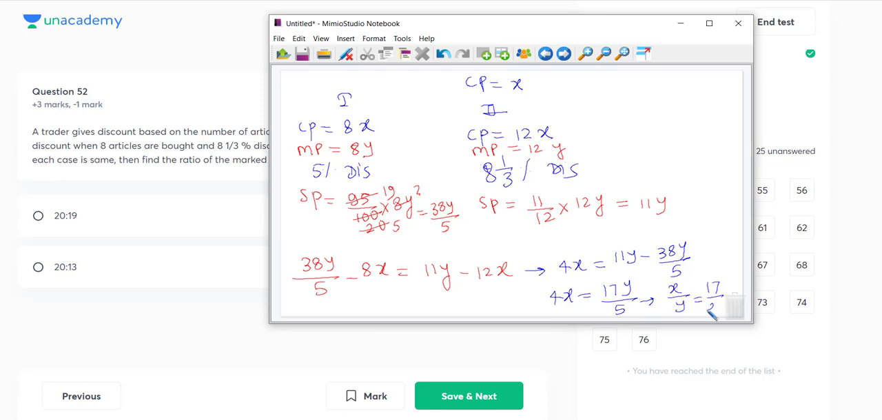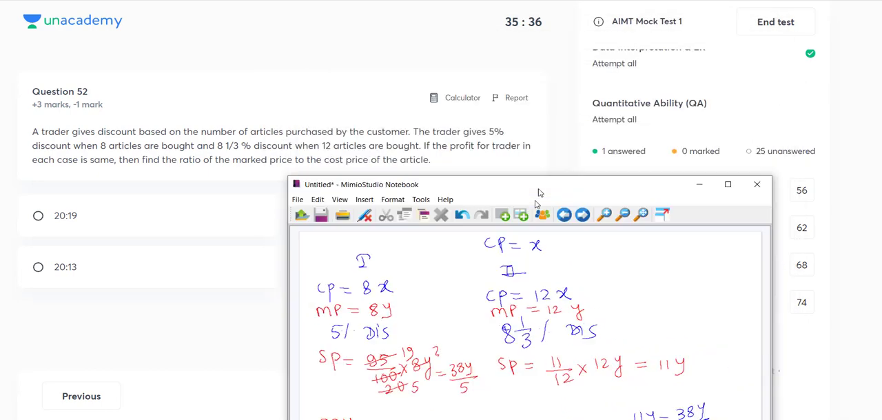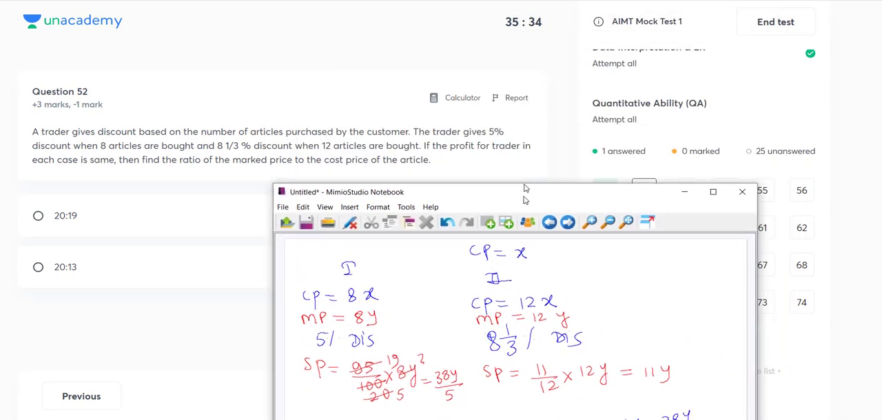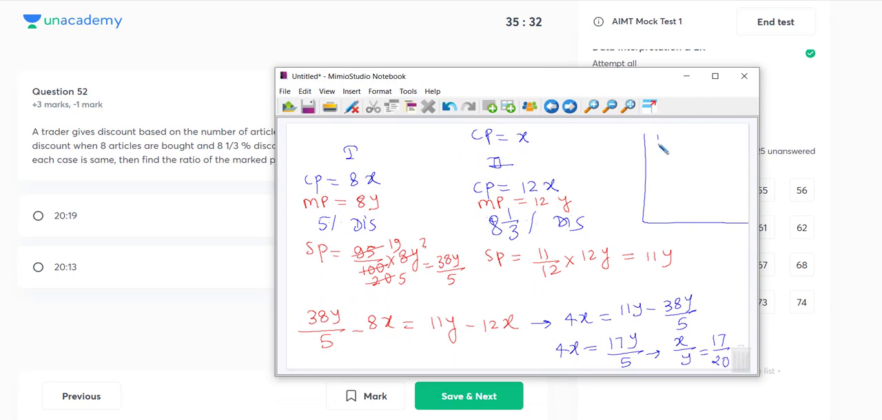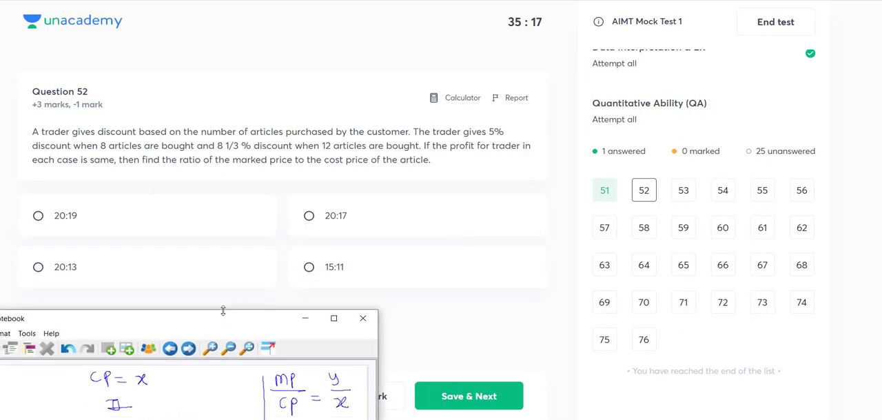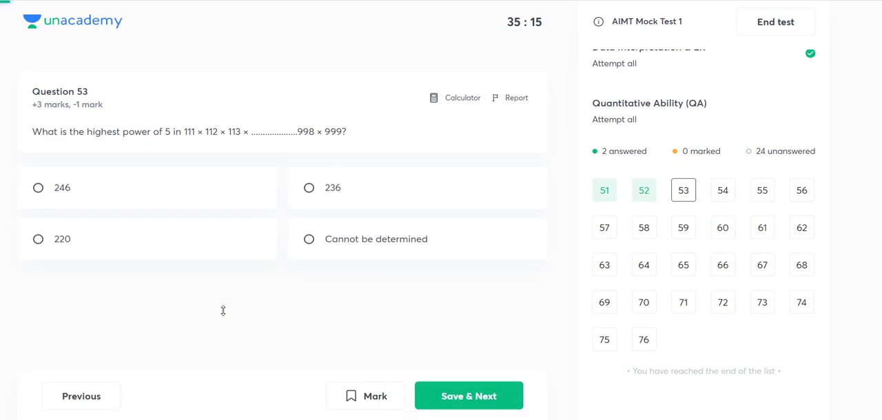Okay, what are we supposed to find? We are supposed to find the mark price divided by cost price. The mark price of each article is y, and the cost price of each article is x. So our answer is y divided by x, that is 20 divided by 17. Okay, so this option is the answer.